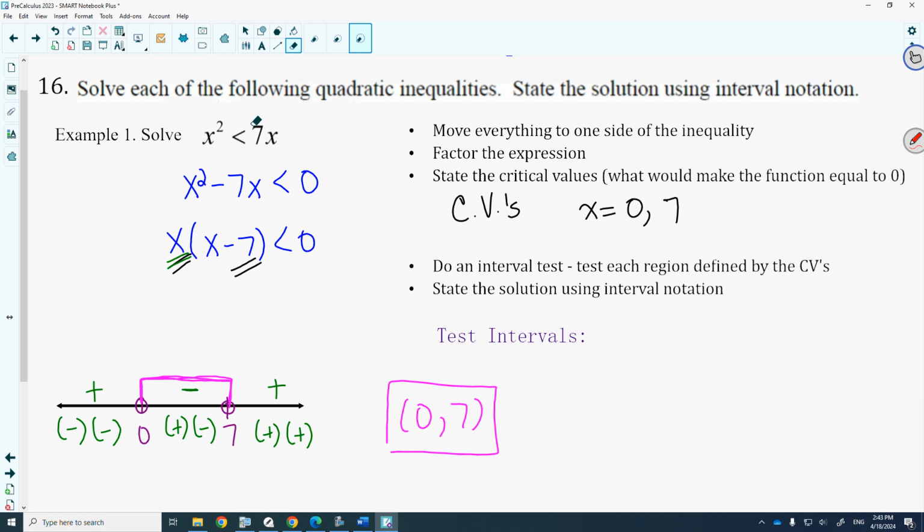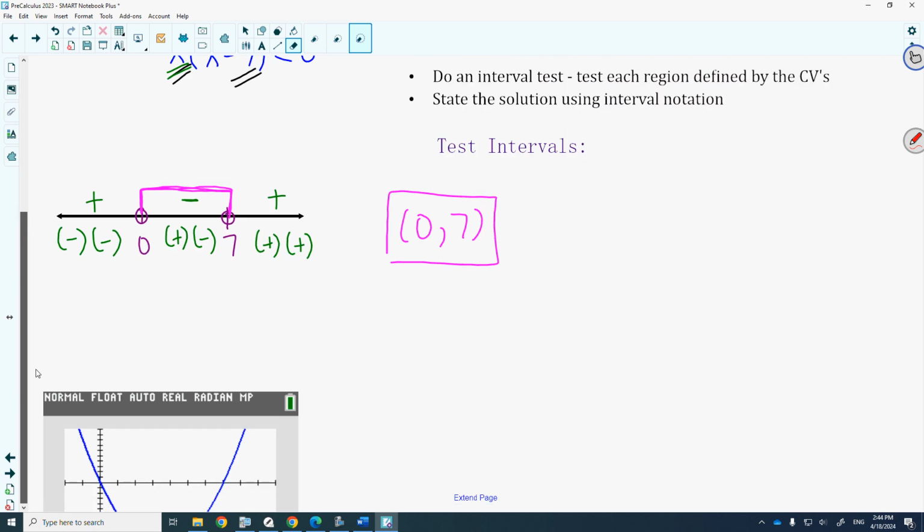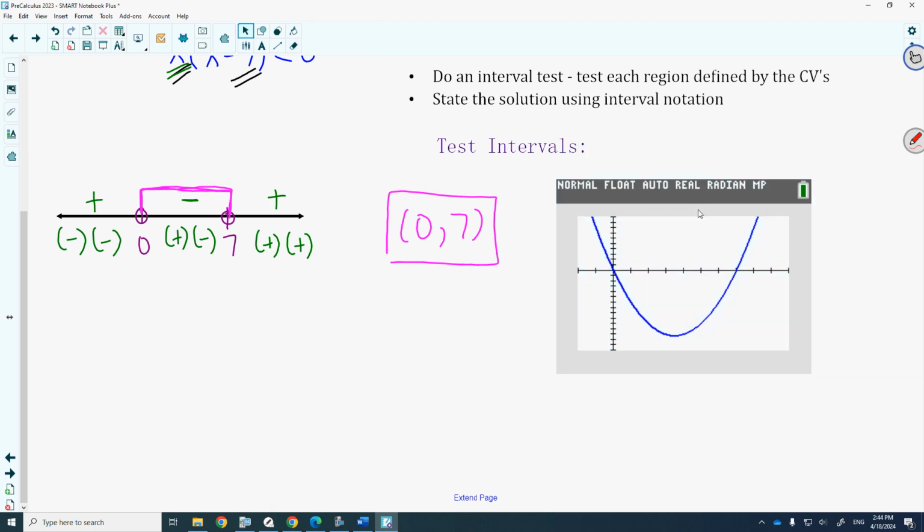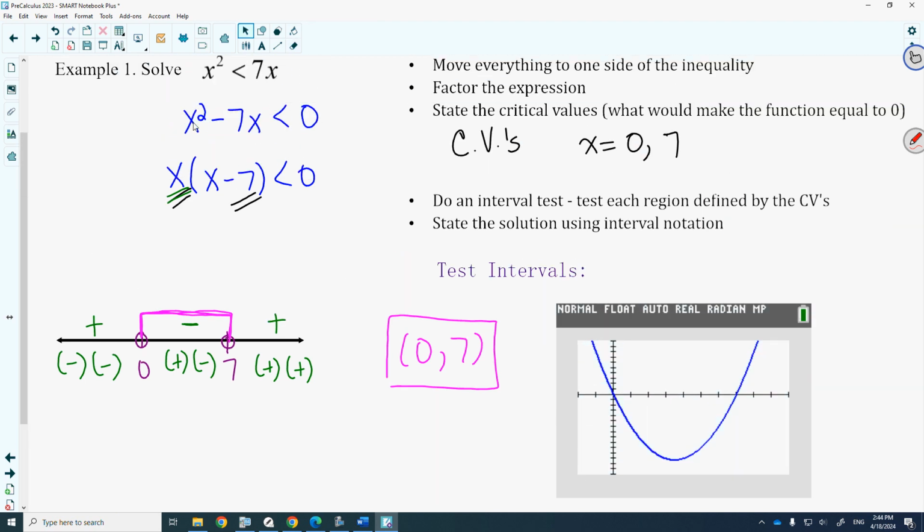Now I want you to connect this back to 20-1. I'm going to give you what this quadratic would look like. This would be a parabola that opens up and it has two x-intercepts at 0 and 7. Okay, so here's the graph. This is what we would have done in 20-1. You would have graphed x squared minus 7x and you would have gotten this quadratic. Here are those two critical values at 0 and at 7.